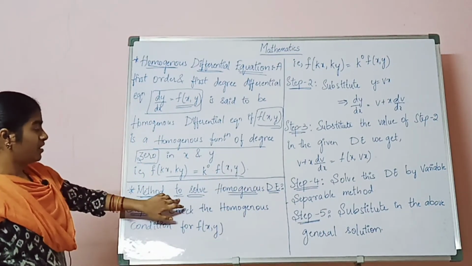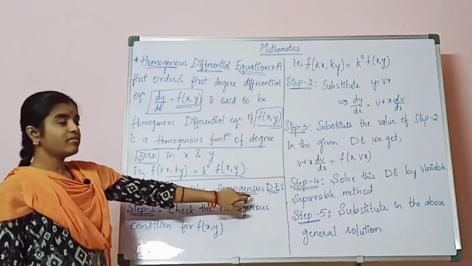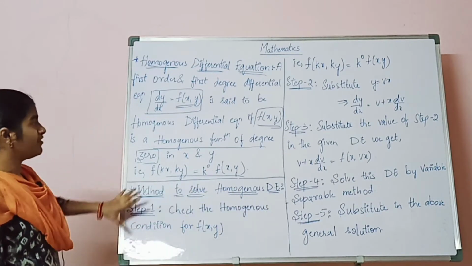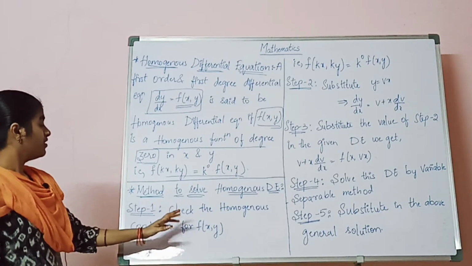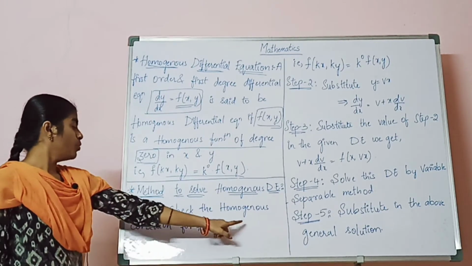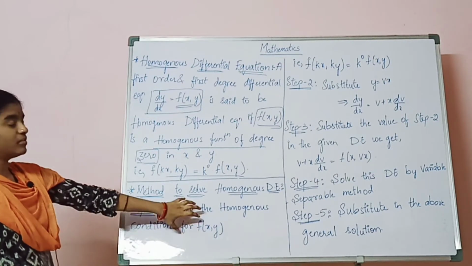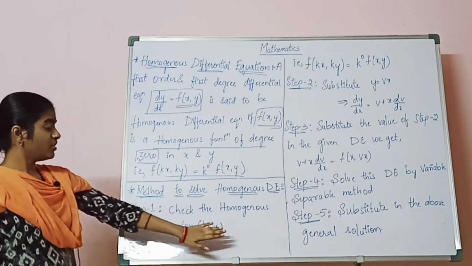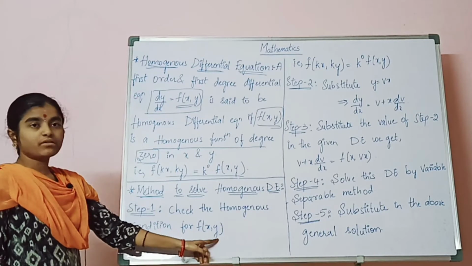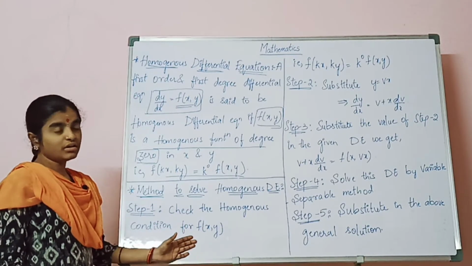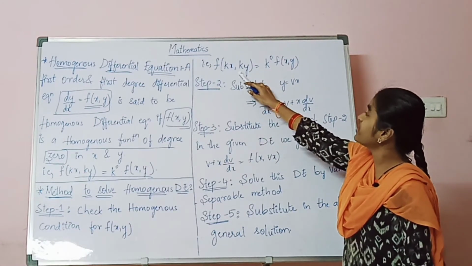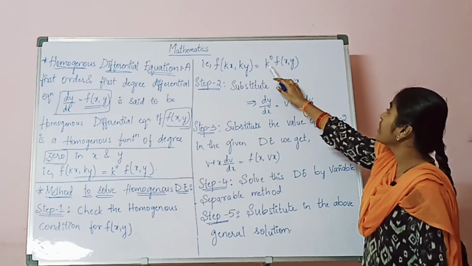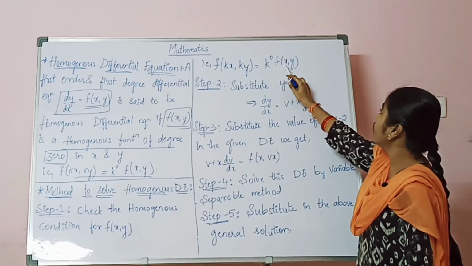Now, method to solve homogeneous differential equation. So 5 steps are there for solving a homogeneous differential equation. In step 1, check the homogeneous condition. First we have to check whether it is homogeneous or not. For f of x comma y, we have to check that f of kx comma ky equals k power 0 into f of x comma y.